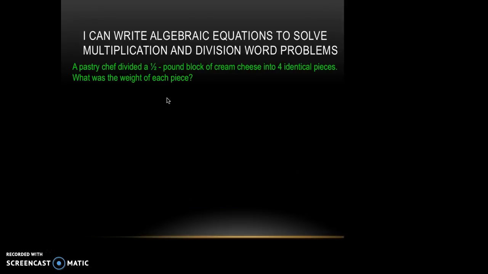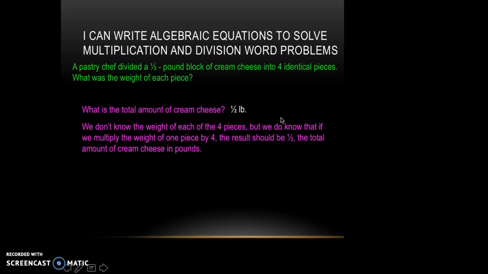Okay, last one. A pastry chef divided a half-pound block of cream cheese into 4 identical pieces. So I've got a half-pound block. I'm splitting it up 4 ways. Those are going to be really small pieces, aren't they? What is the weight of each piece? So the total amount of cream cheese is a half pound. We don't know the weight, but we know that if we multiply the weight of one piece by 4, the result should be a half.